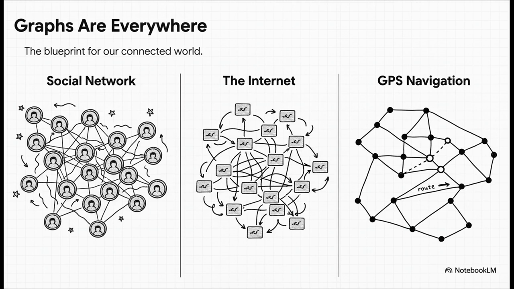Think about it. In a social network, people are the dots and friendships are the lines. The internet: web pages are dots and hyperlinks are the lines connecting them. Your GPS: intersections are the dots and the roads are the lines. It's the exact same fundamental structure, scaling all the way up from an old-timey puzzle to the whole global internet.